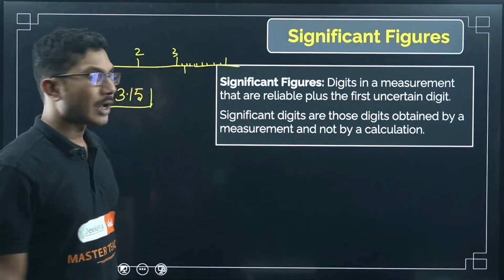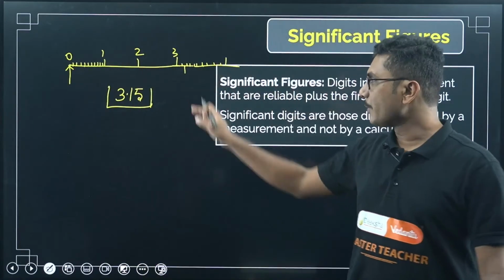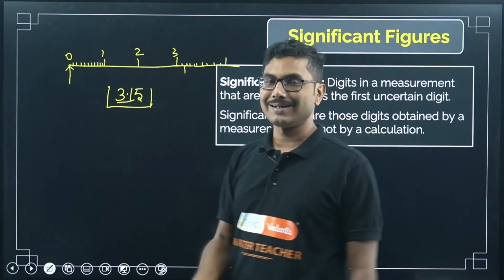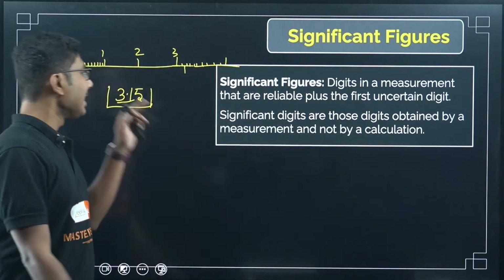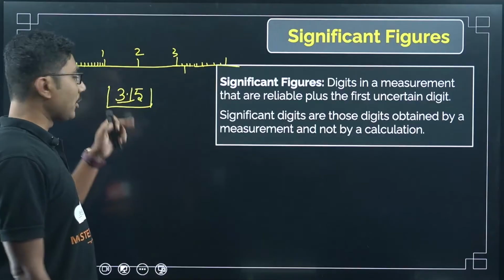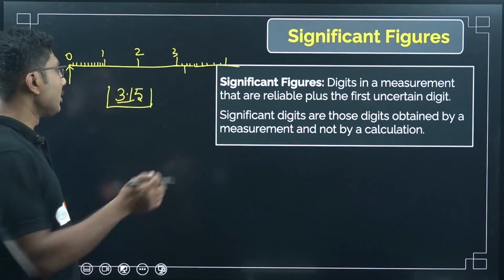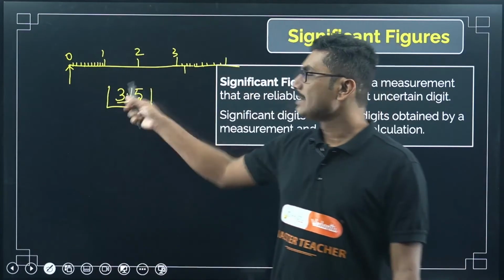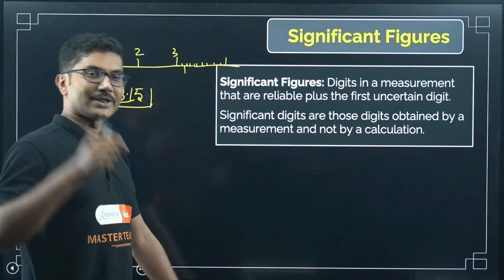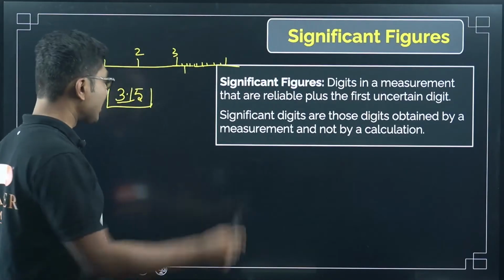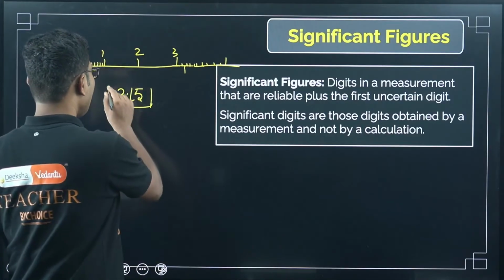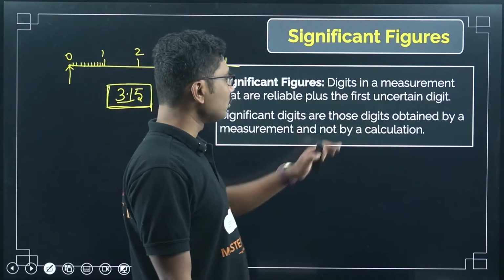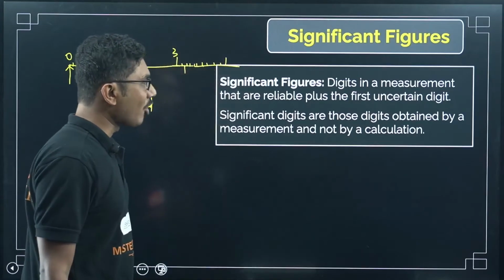You cannot say 3.152, 3.156, whatever you might say, but actually 3.1 is the correct value and 5 is our first uncertain digit, because you will not say with certainty it is exactly 3.15 or exactly 3.14. You will not be able to say that because you don't have the scale to measure this length accurately, right? So this is the significant digit. Sometimes we can measure the exact value, sometimes we are not able to. This is how we determine the significant digits. Significant digits are those obtained by a measurement and not by calculation.